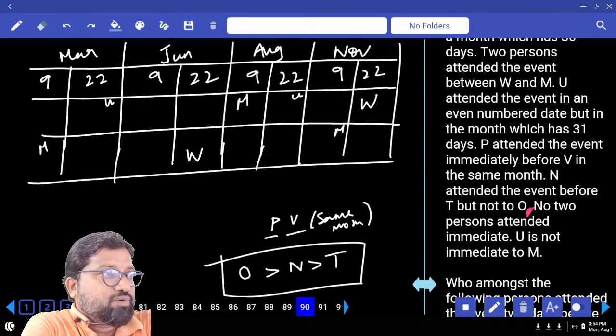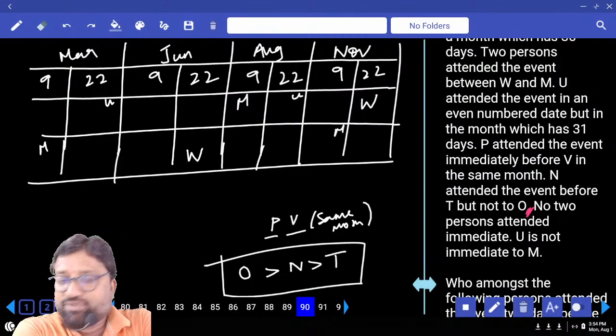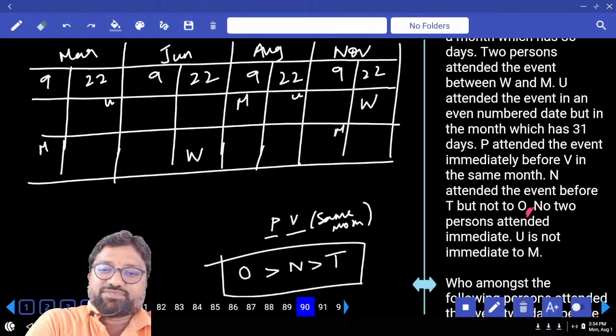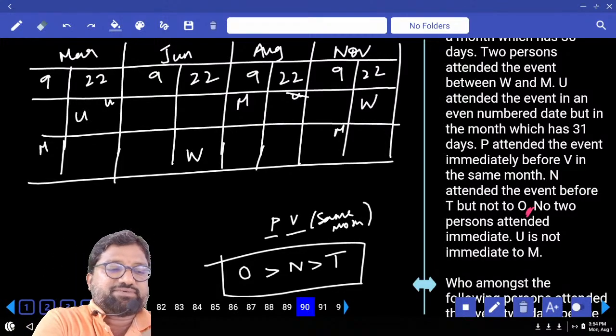Who are those three persons? O, N, and T. U is not immediate to M, so this is U. P and V attend in the same month.